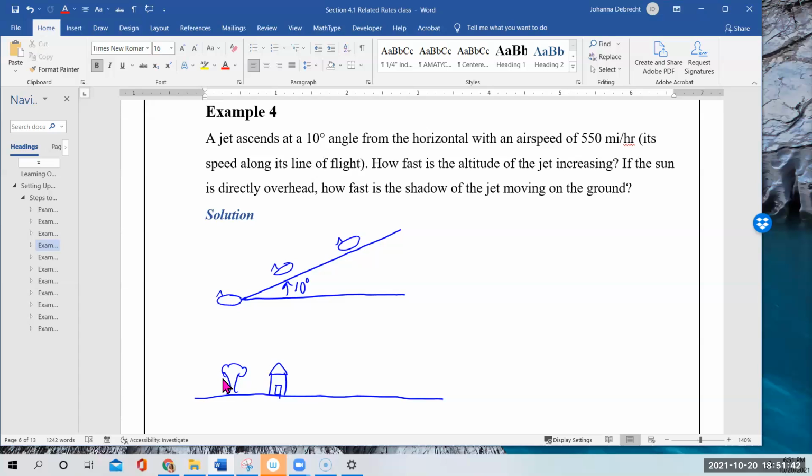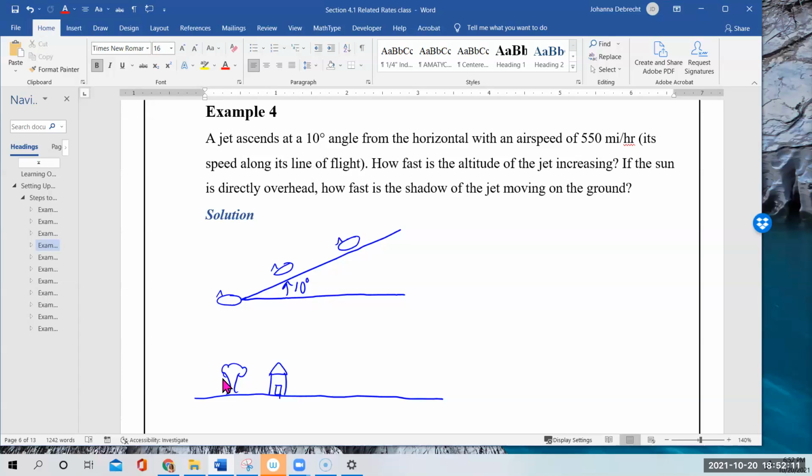It moves at a 10-degree angle from the horizontal with an airspeed of 550 miles per hour. Its speed along its line of flight. That means that the speed in this direction as we move along is 550 miles per hour. That sounds like a derivative because it is a derivative. It's the rate of change of this distance with respect to time.